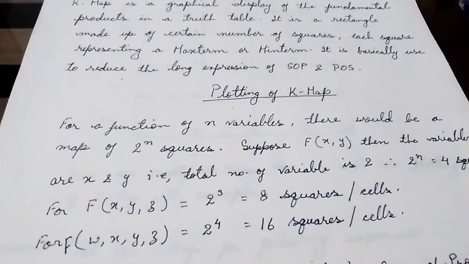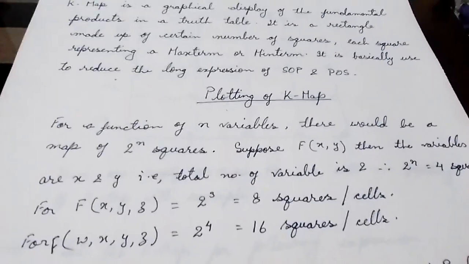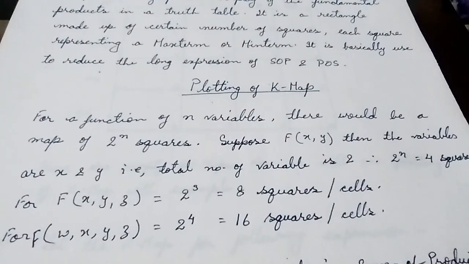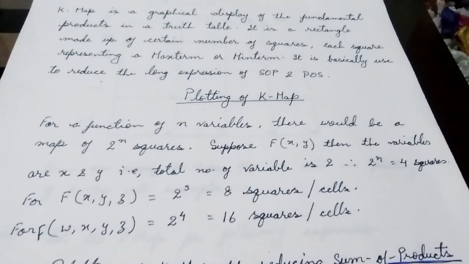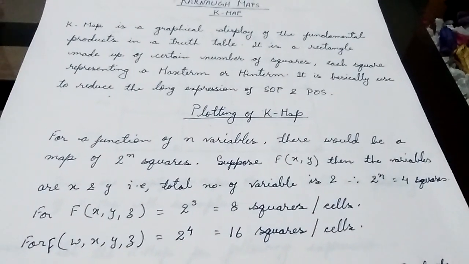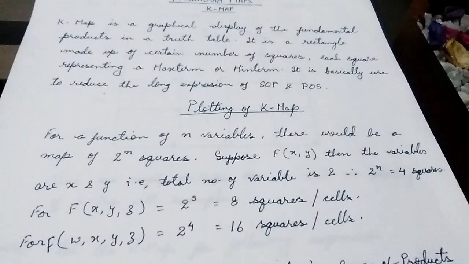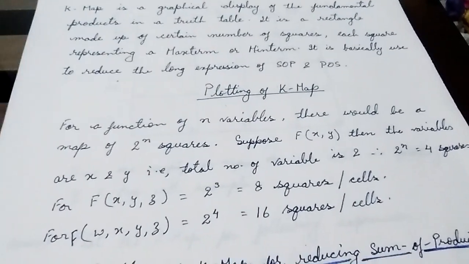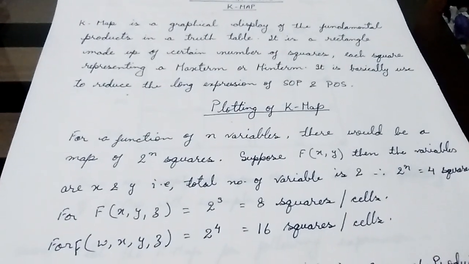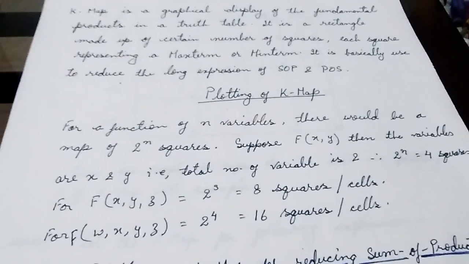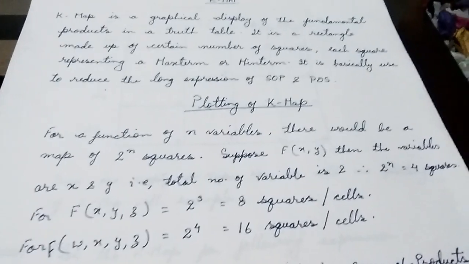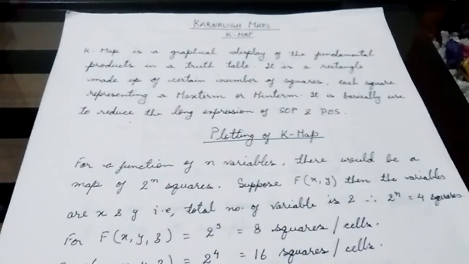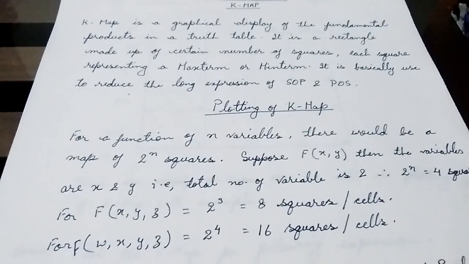Now in a function of n number of variables, that is the n number of components, there would be a map of 2 to the power of n number of squares. Suppose the function is x comma y, then the variables are x and y. That is, the total number of variables is 2. Therefore, 2 to the power of n equals 4 squares.